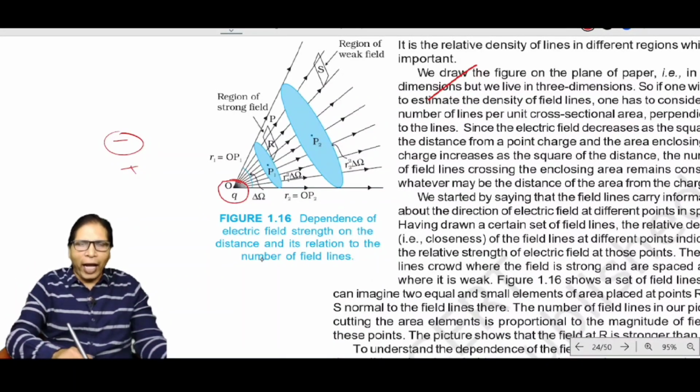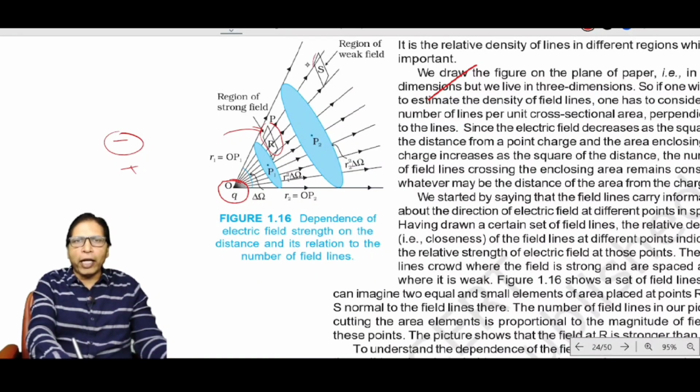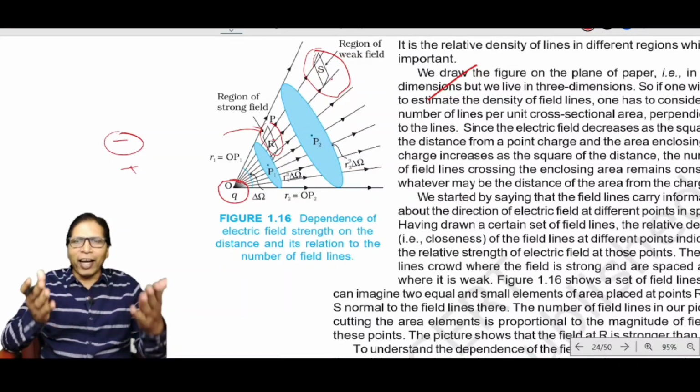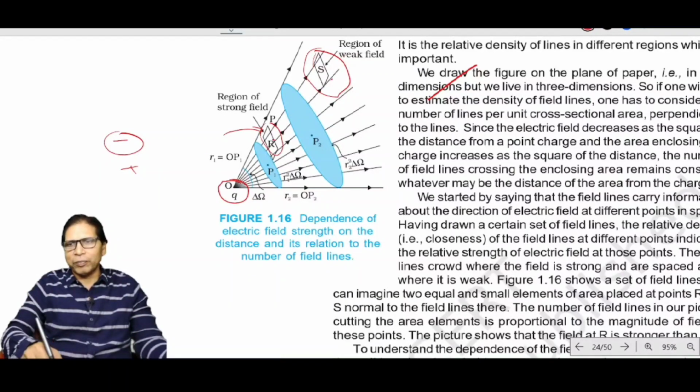And last point, look at this. The number of lines of force crossing normally a unit area represents the magnitude of the electric field. Look at this here. The number of lines of force crossing per unit area is more. Here the number of lines of force crossing per unit area is less. So here the electric field is more than the electric field at this point. Understood?